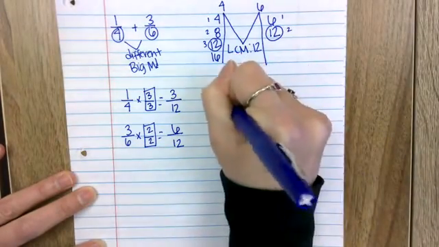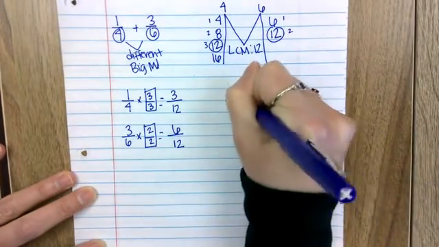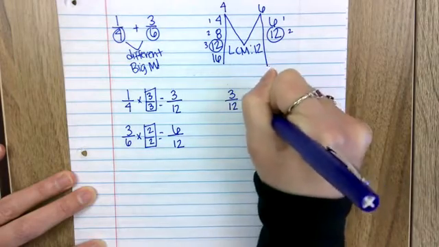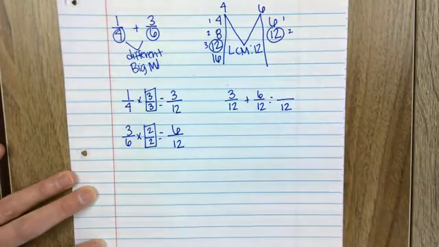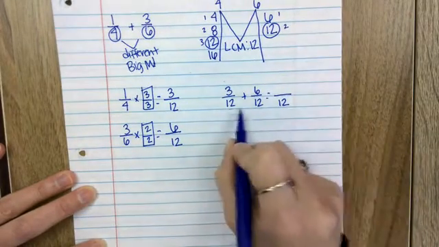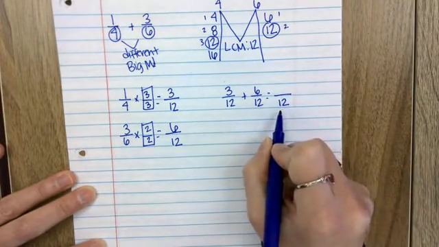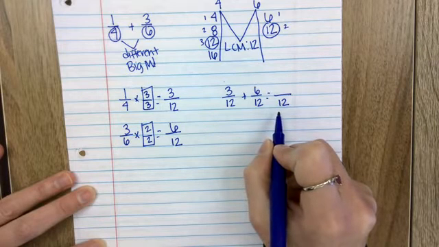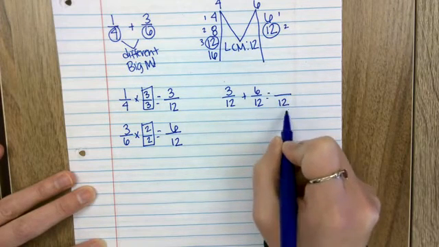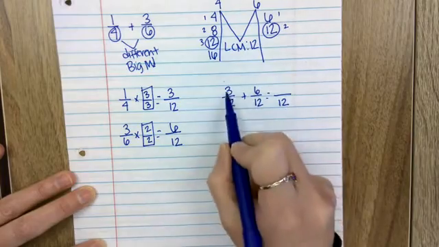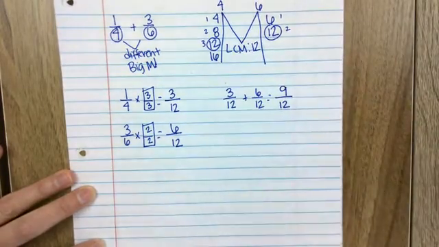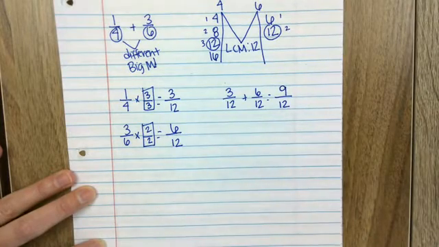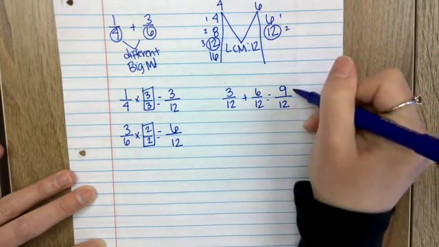I'm going to rewrite my problem just so that my numerators are lined up and it's a little bit easier for me to see what I need to do. Again, I do not add my denominators because that would change the value of the sum. So my denominator will be 12 in the sum. 3 plus 6 equals 9.